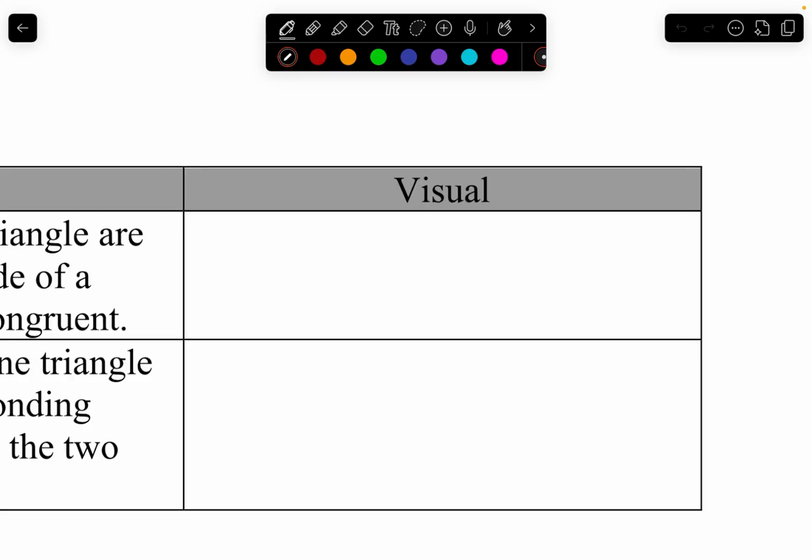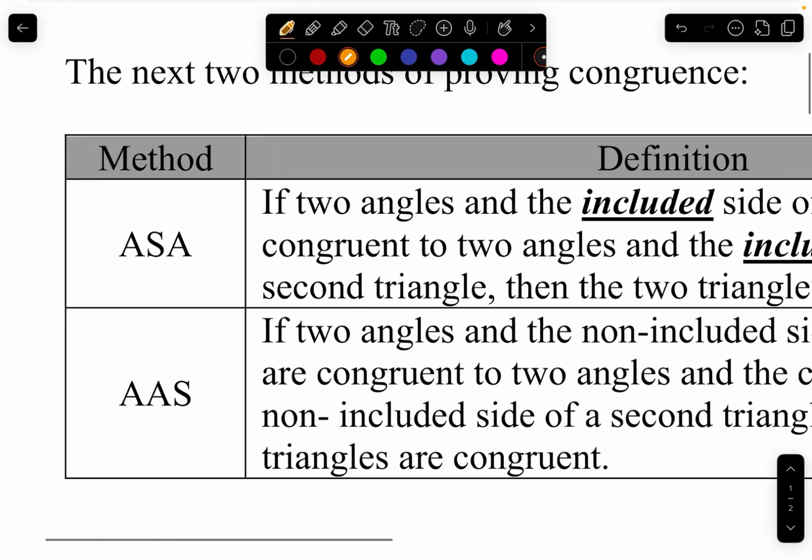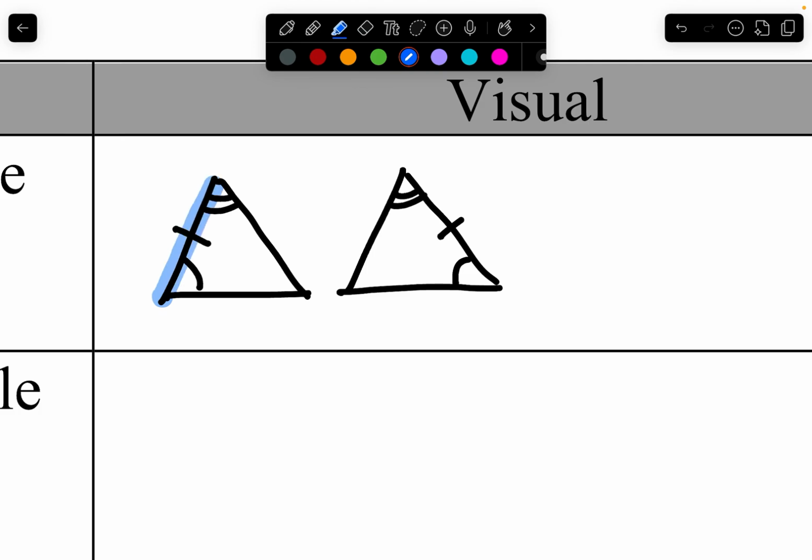So here's a visual for you. I have a triangle and another one. And it says if you have, which one is this? Angle, side, angle. Okay. So if you have an angle, a side, and another angle congruent to an angle, a side, and another angle from a second triangle, then we can say that your triangles are congruent. The easiest way to look at this one is if all 3 pieces of information lie on the same line. Okay, notice that the side is strictly in between the 2 angles mentioned, okay?